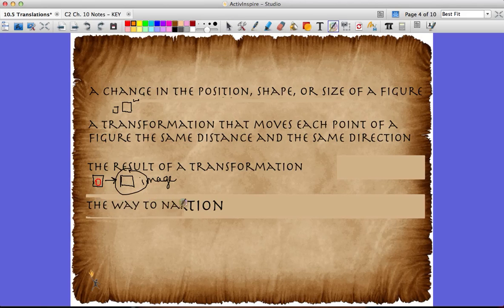And then prime notation is the way to name an image point. When we talk about prime notation, it'll usually have the point. So if the point is A and then a little 1 up top or a little apostrophe, this lets you know that this is not the original, but this is the second drawing, the image.